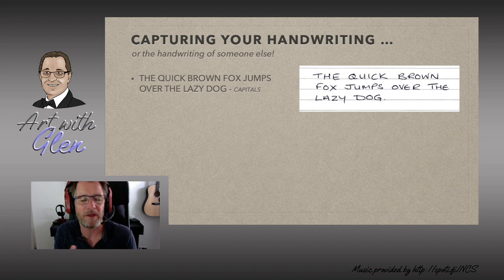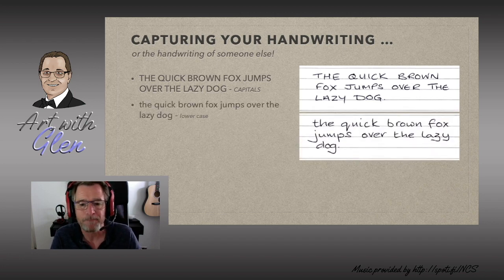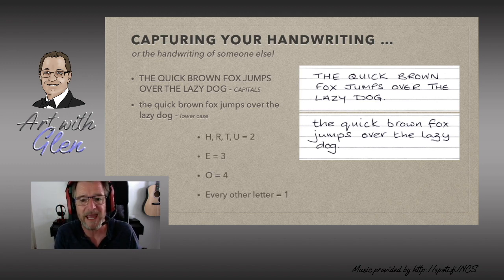You know, the fact that they maybe wrote the J the wrong way round or whatever, but you can actually get them to write out the sentence in capitals and then write it out in lowercase, and then you'll have every letter that you need. In actual fact, you'll have H, R, T, U twice, E 3 times, O 4 times, and every other letter has one example of it. So have a look at that.